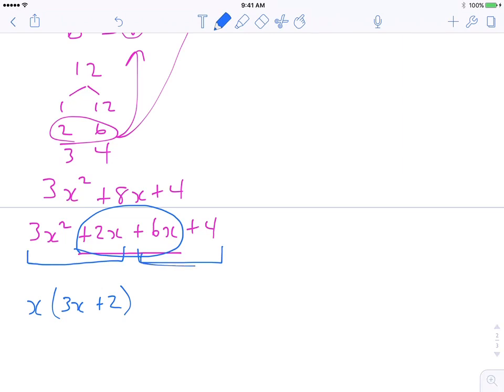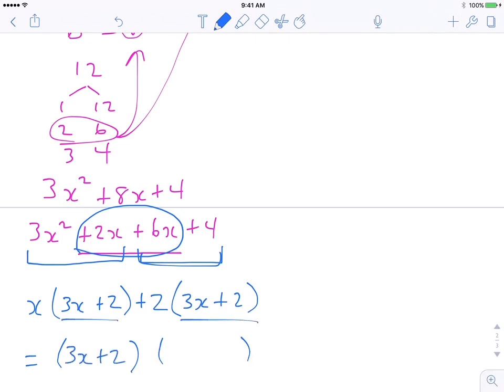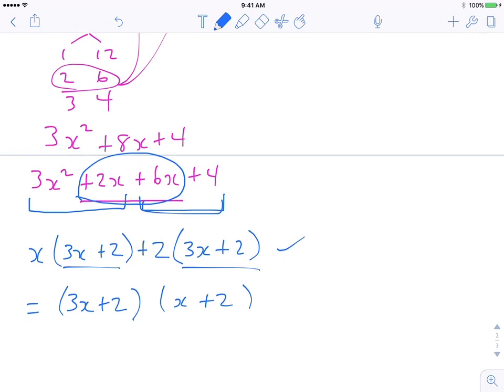Now in the second set, I have 6x plus 4, and the greatest common factor is a positive 2. Don't forget to write positive 2 here. So a positive 2 times 3x will get me 6x, and a positive 2 times a positive 2 will get me 4. And as you remember from homework and from what we did above, you write what's in common first, and what's in common first is 3x plus 2. That's my check. I know I'm doing the right thing. And now x and a positive 2 are both being multiplied by 3x plus 2. And that's your final answer.